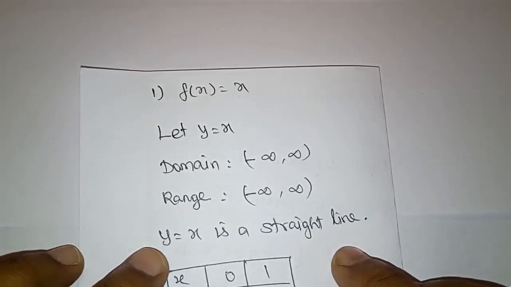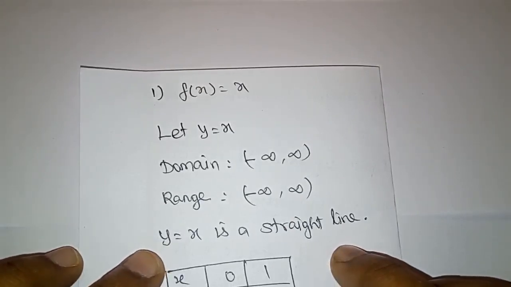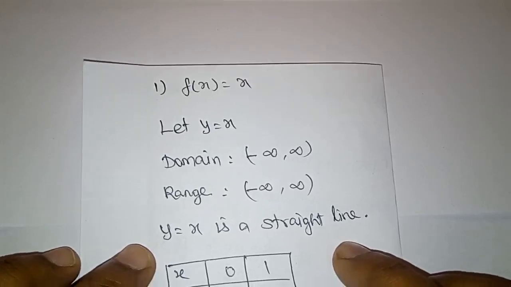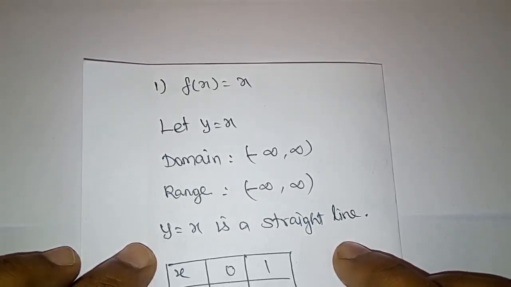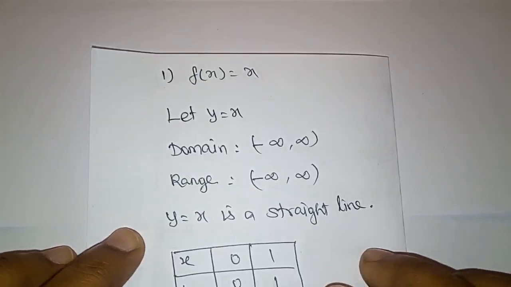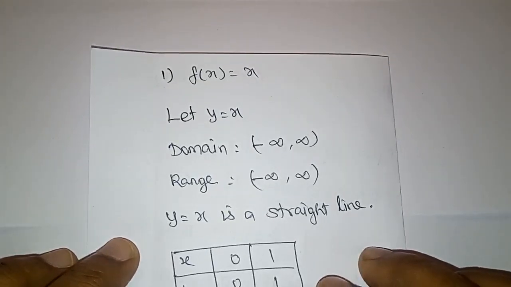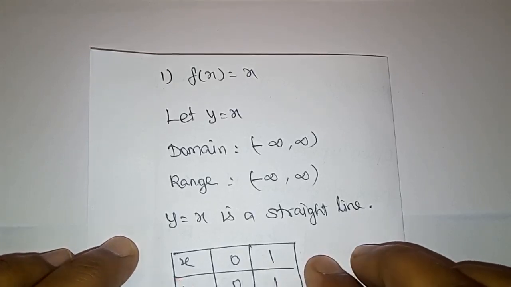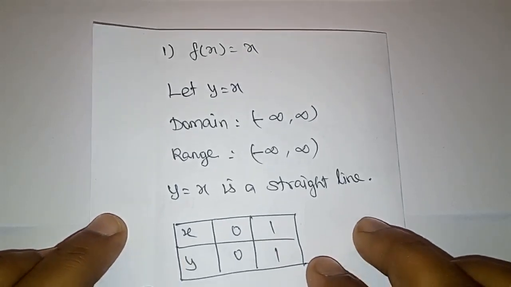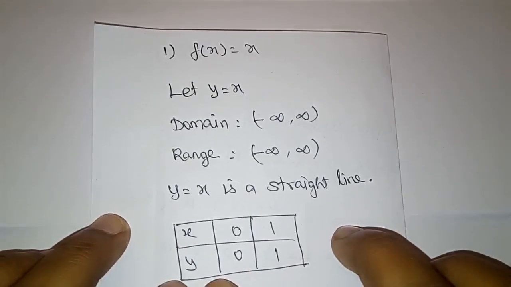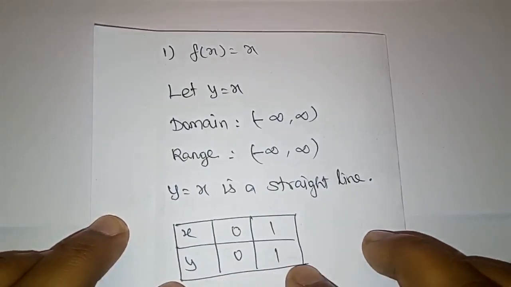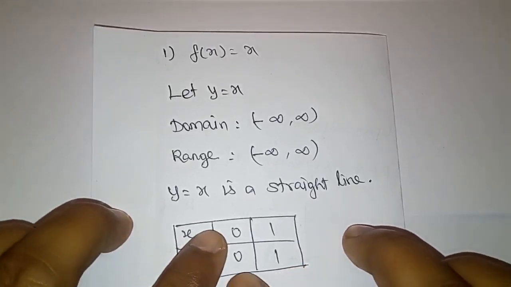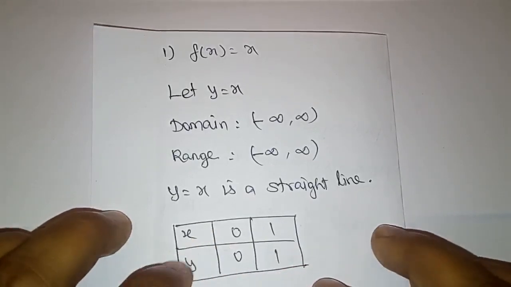Y, which is equal to x, is a straight line. Therefore, to draw the straight line we need a minimum of 2 points. To find them, we choose the values of x as 0 and 1. Since x and y are equal, the values of y are also 0 and 1. Therefore, the points on the straight line are (0, 0) and (1, 1).